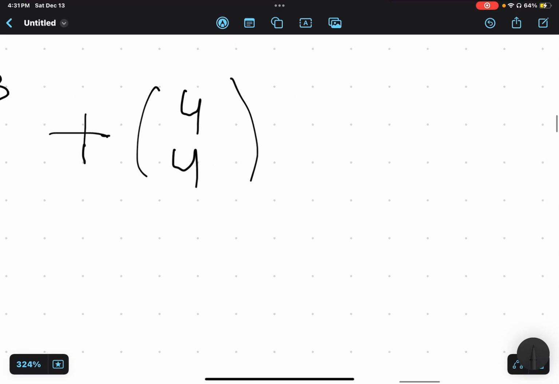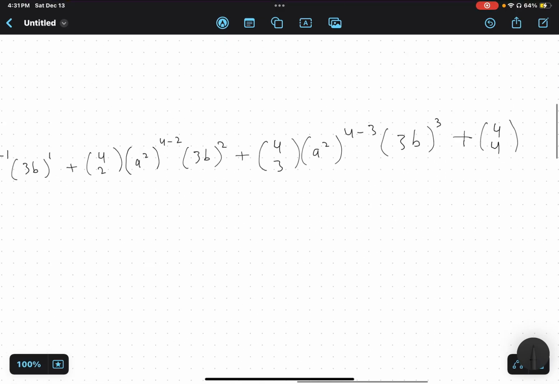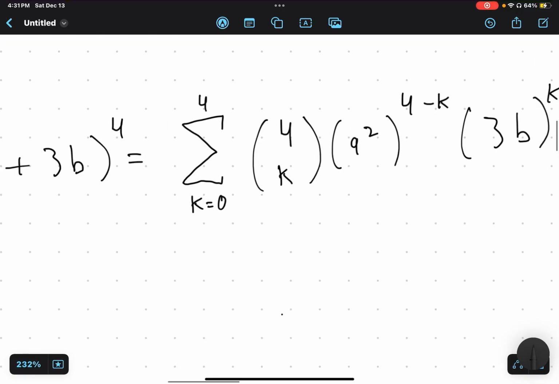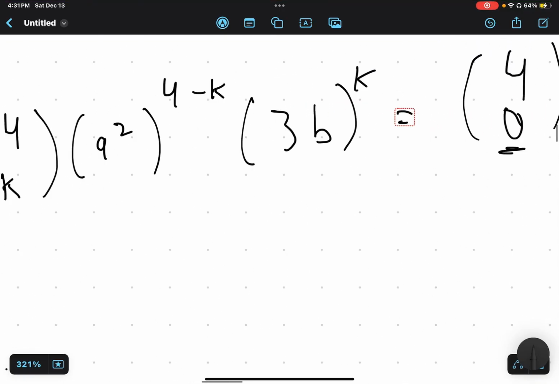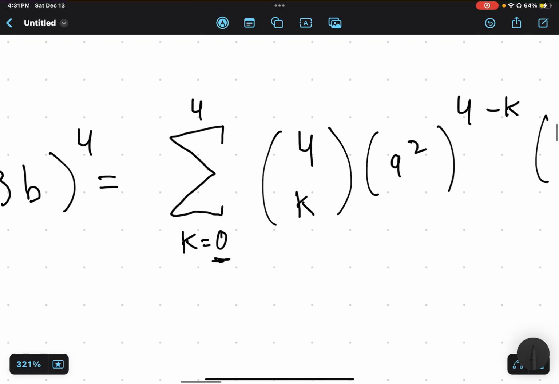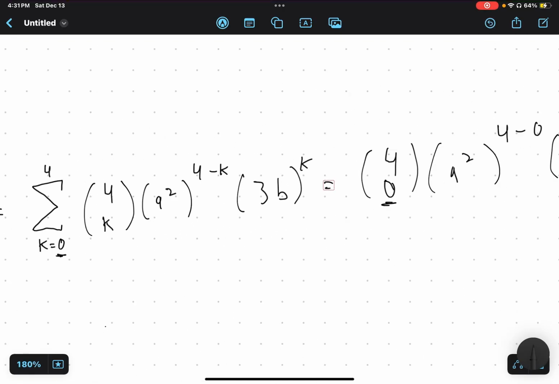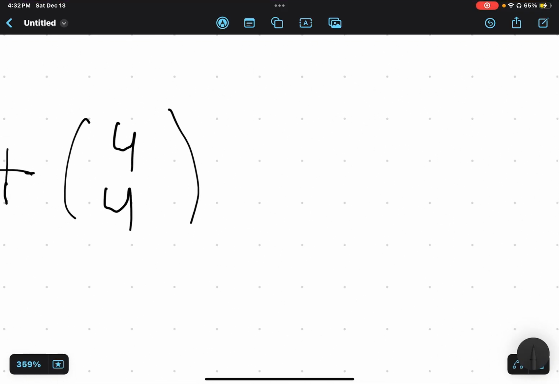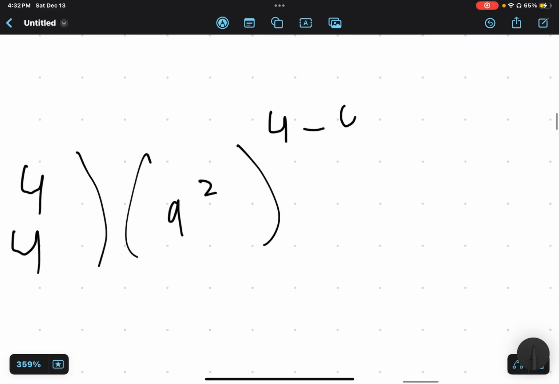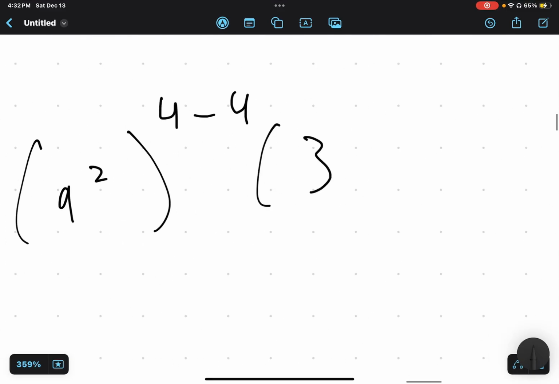Okay, we're at the last one. As I said from before, right, the number we're going from is 0 to 4. So our 4 is going to be the last sequence we do. So 4 choose 4, a squared to the power of 4 minus 4, times 3b to the power of 4.